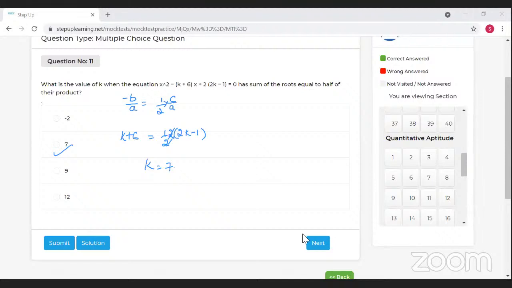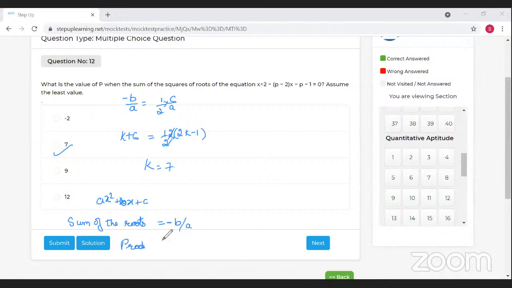Yes. Okay. All right. This is the same question we have solved. Oh, Lekho. Lekho was simple. For a quadratic equation ax square plus bx plus c, the sum of the roots is equal to minus b by a, and the product of roots is equal to c by a.